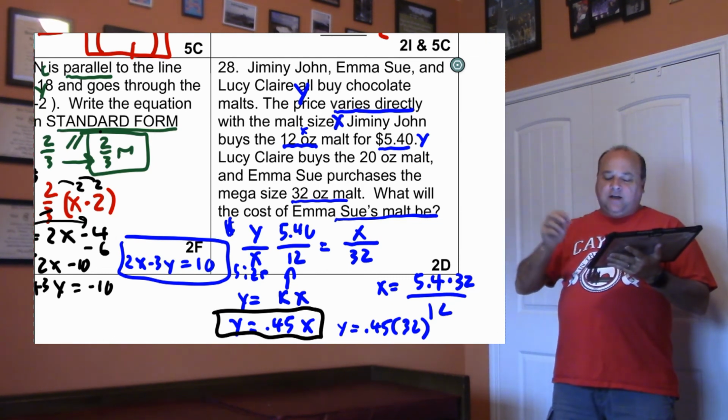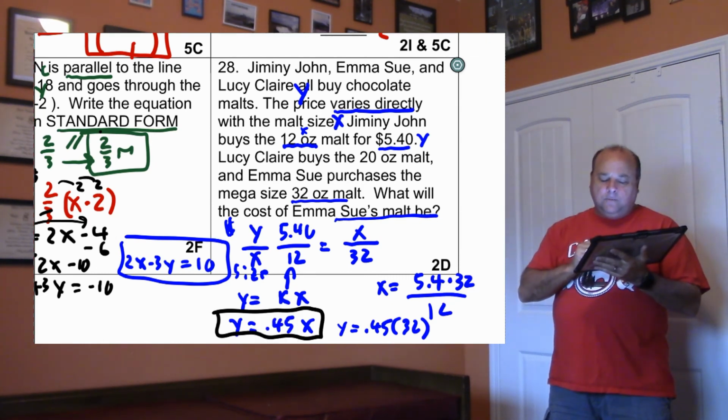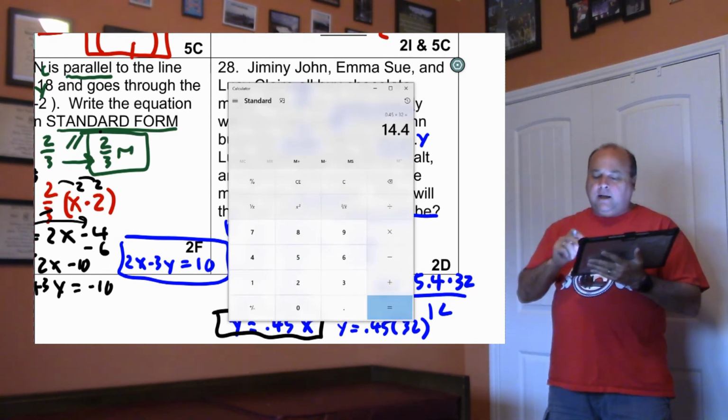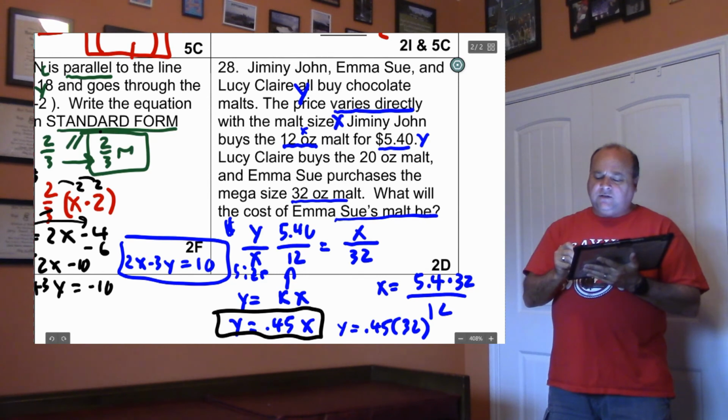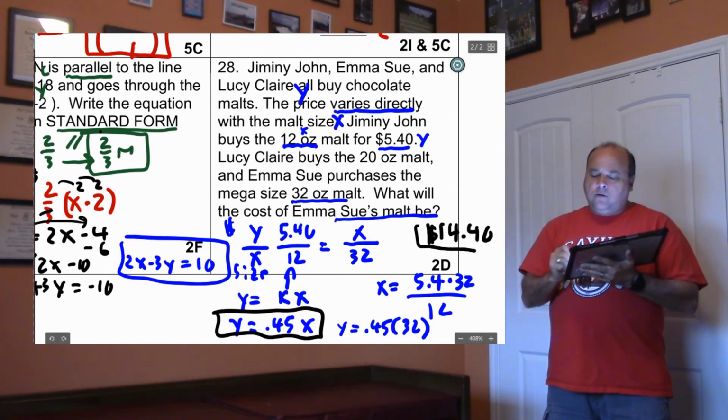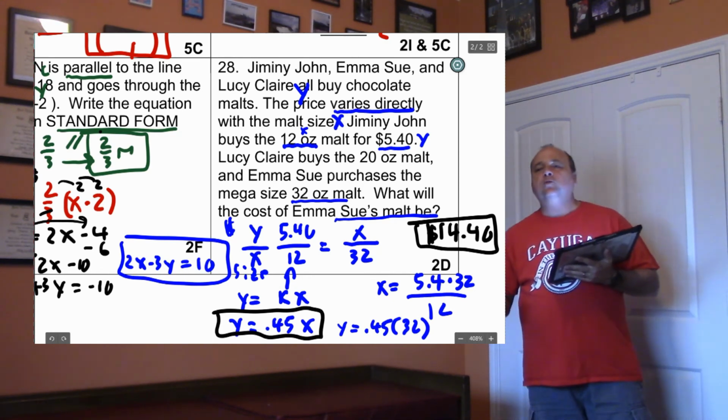Okay? So if I do 0.45 times 32, and I'm just going to do times 32 here, it's going to be $14.40. Wow. That is an expensive malt. But Emma Sue is worth it.